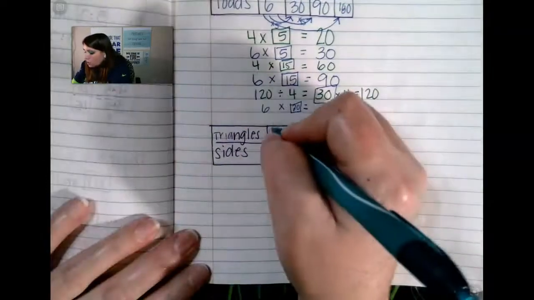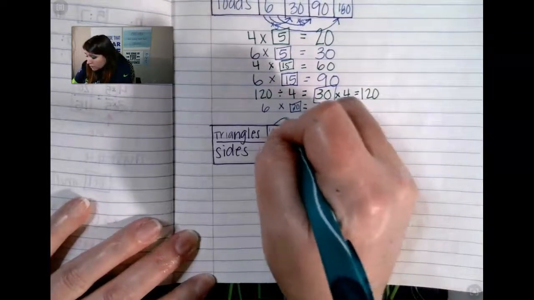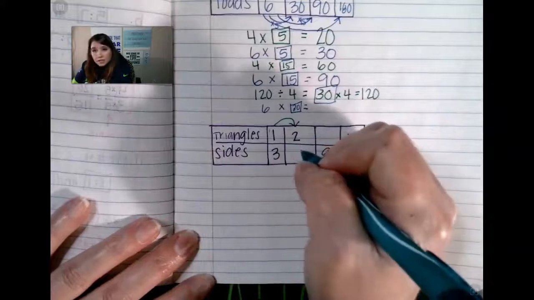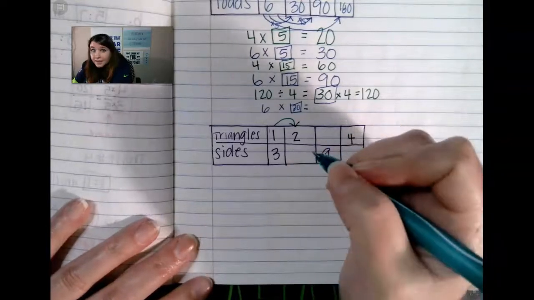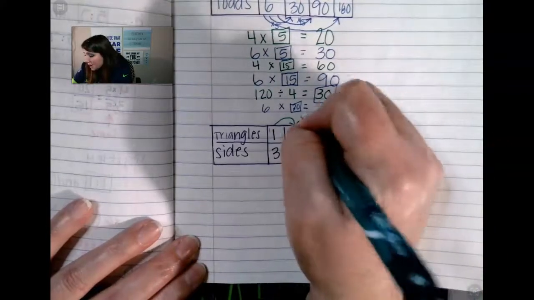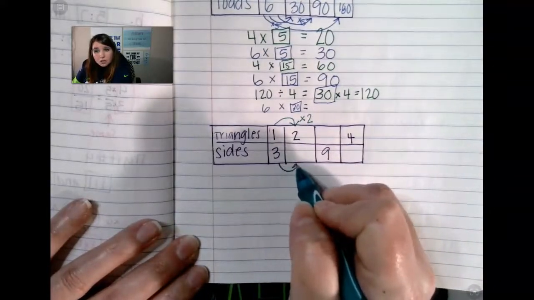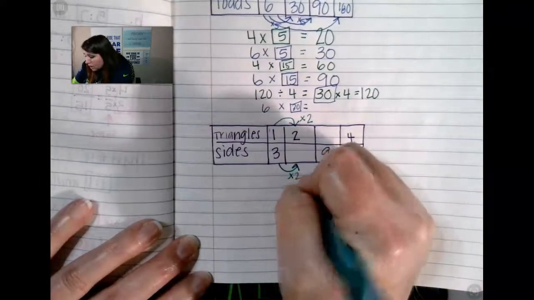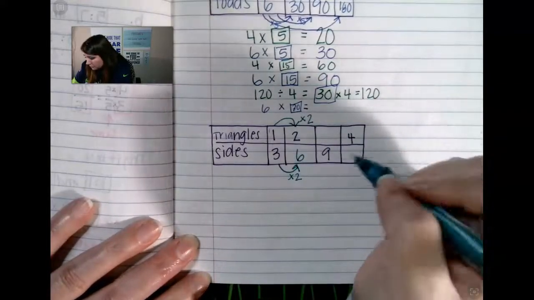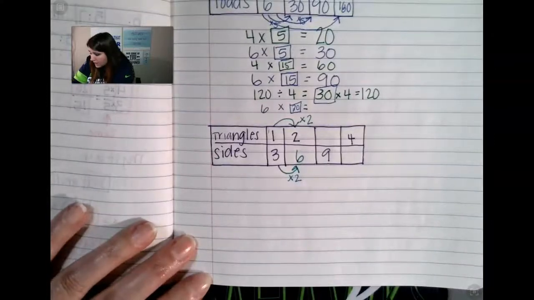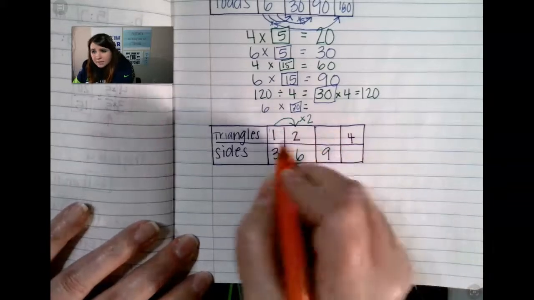So if I have one triangle, it means that I have 3 sides. So if I go from 1 to 2, what was my change? Well, in order to get from 1 to 2, my multiplicative relationship is times 2. So if I multiply by 2 on the top, I also need to multiply by 2 on the bottom. So 3 times 2 gives us 6. Now, on the bottom, for this one, it says 9 sides.